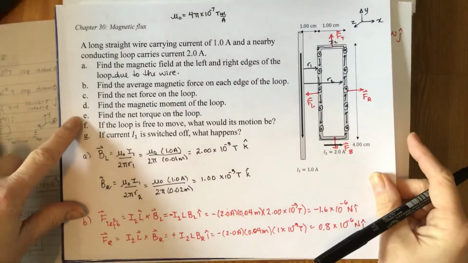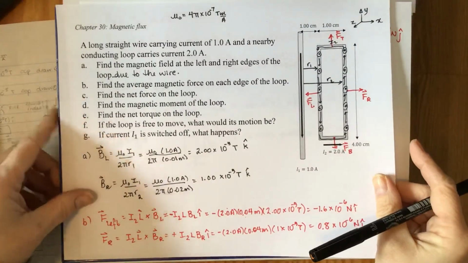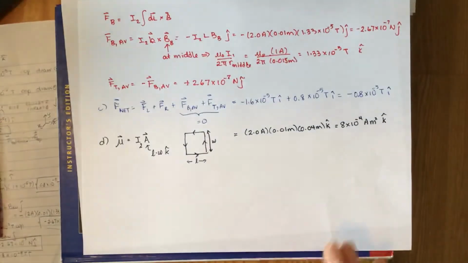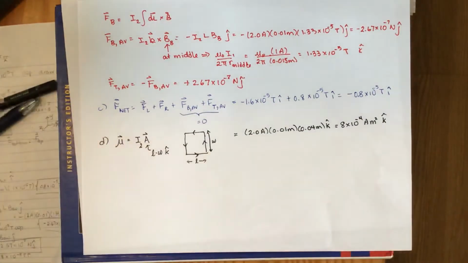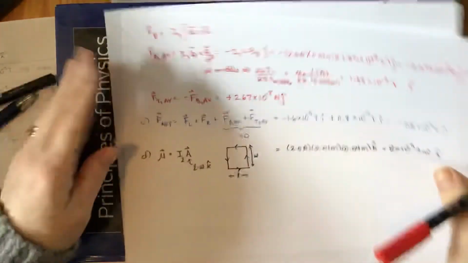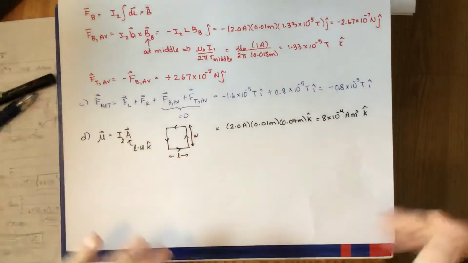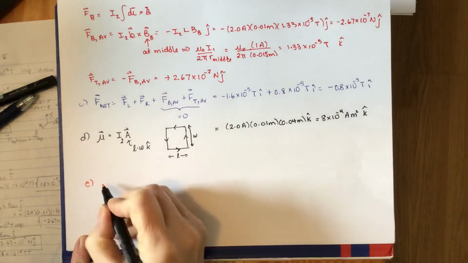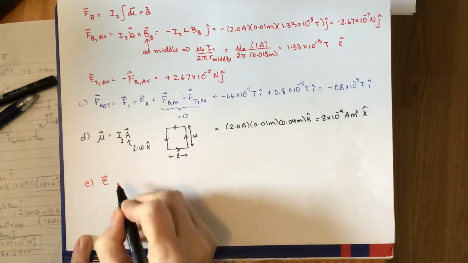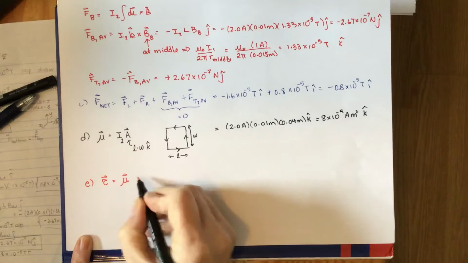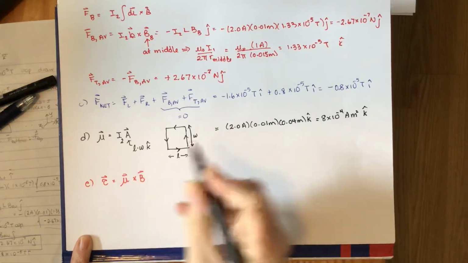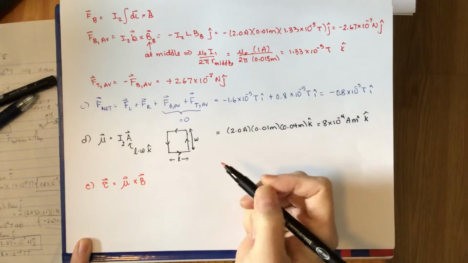The next part, part E, find the net torque on the loop. So let's see if we can figure out what the torque is going to be. We can do torque in a couple of ways. We can do torque is equal to R cross F. That's perfectly legitimate. Or maybe a faster way is to remember that the magnetic torque is equal to mu cross B. So the magnetic moment of the loop crossed with the magnetic field that it's sitting in.